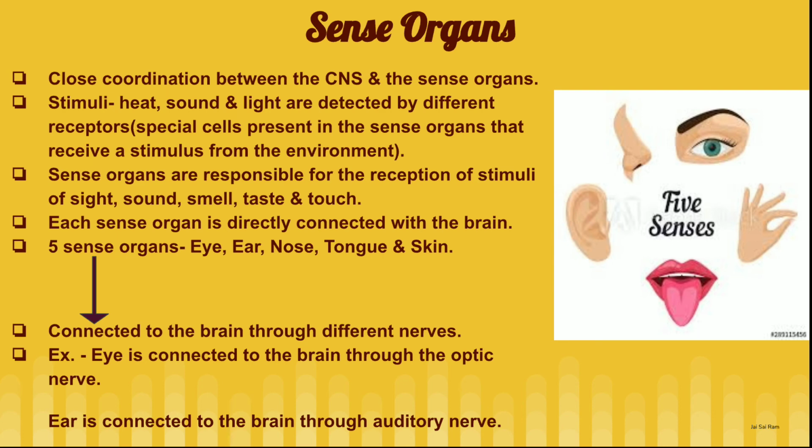For example, the eye is connected to the brain via the optic nerve. The ear is connected to the brain by the auditory nerve. The nose is connected by the olfactory nerve. Like this, all the sense organs are connected to the brain via different kinds of nerves. Specific nerves are there. Okay. So this is the end of the chapter.